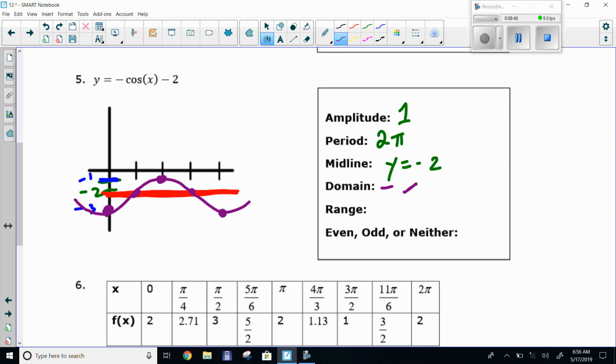So domain, negative infinity to infinity. Range would be from -3 to -1. That was supposed to be a bracket, by the way. And then it's a cosine, and all cosines are even.